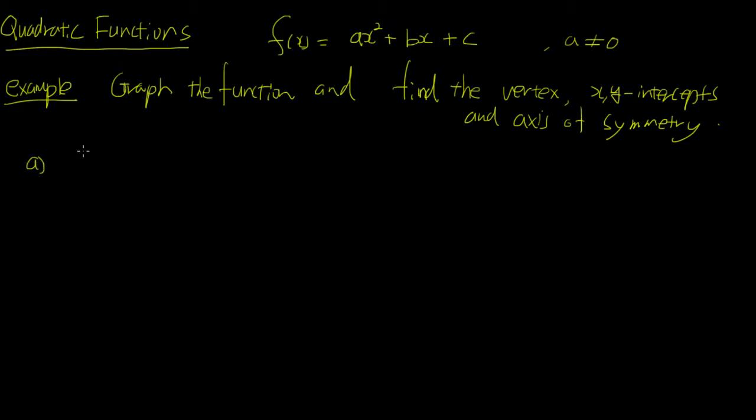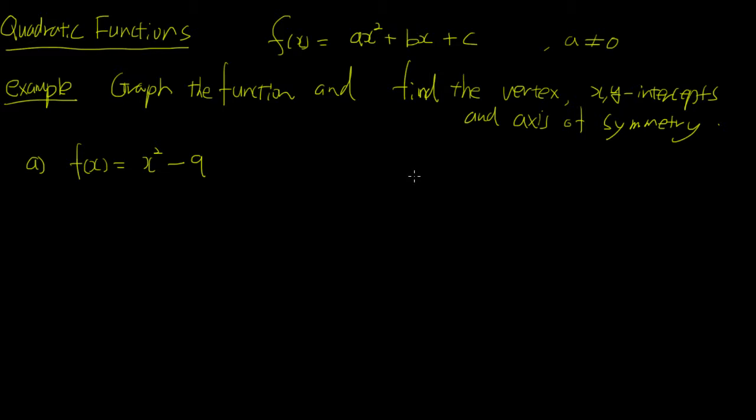Let's say the first one, f of x equals x squared minus 9. Since we have this x squared term, we know this is going to be a quadratic function. So try to figure out the x and y intercepts for this.